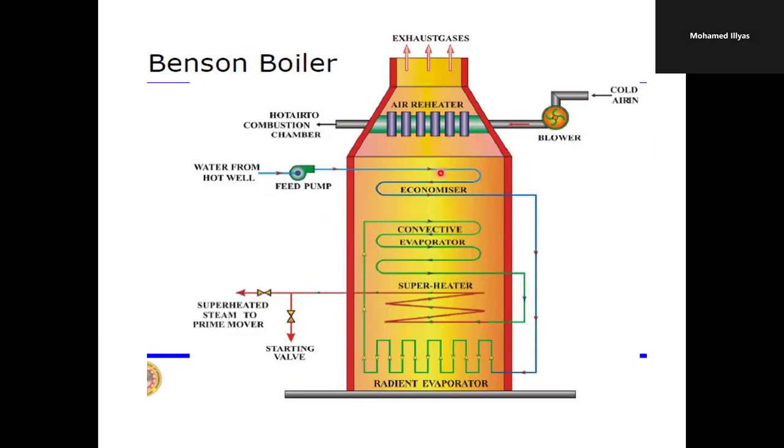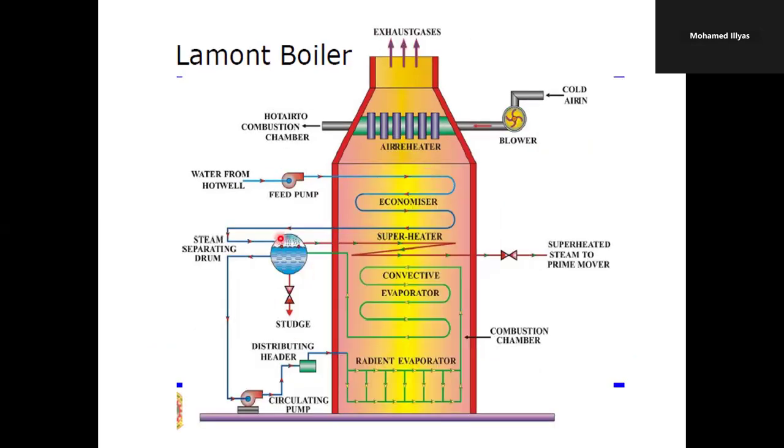So in the case of a Benson boiler, the construction is almost similar to the Lemon boiler. So in the case of a Lemon boiler, we use a steam separating drum. When we use a steam separating drum, the steam which is passing through the superheated tubes may be having a mixture of vapor and also water. So this may deter the flow path and also to some extent heat transfer.